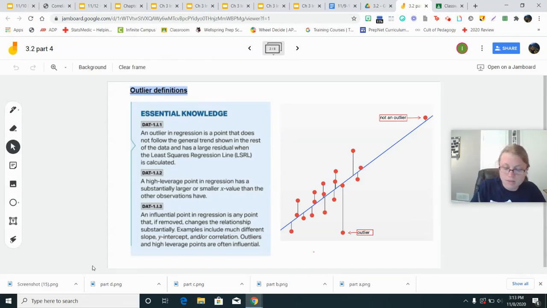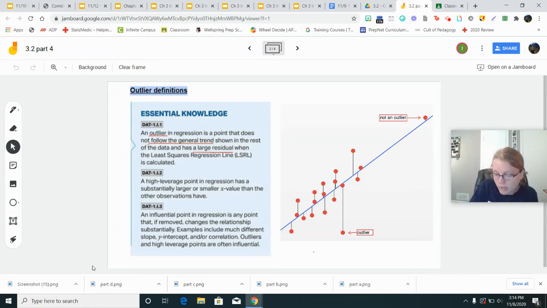So the official definition of an outlier now is a point that does not follow the general trend. So that's something we already know. But it also now has to have a large residual. So if the residual is not very large, then we don't really have an outlier. We might just have one of these other two things. So for an outlier, you now have to have both things.